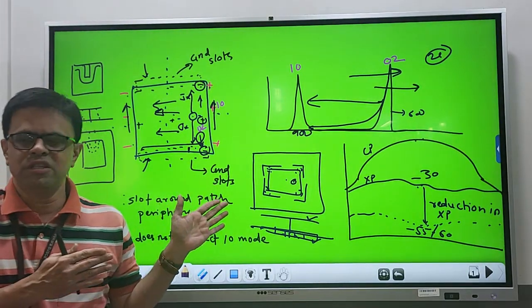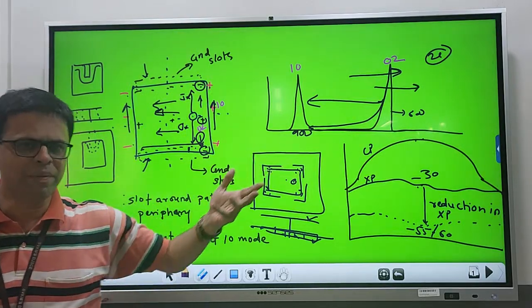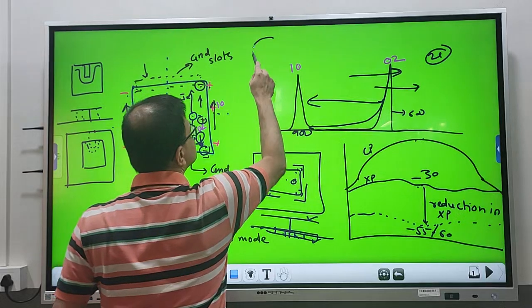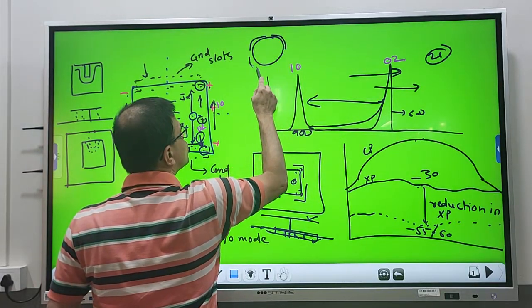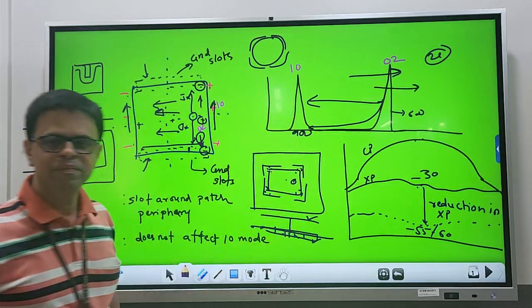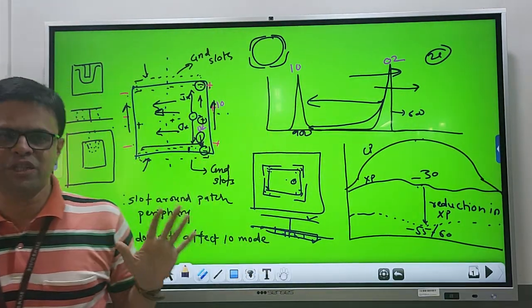This is why I am talking with respect to the rectangular patch. Similar studies have been done for circular patch geometry. For example, if this is a circular patch, then the slots were put like this. Arc-shaped slots also were put around the ground plane. So this is related to the cross-polar separation.